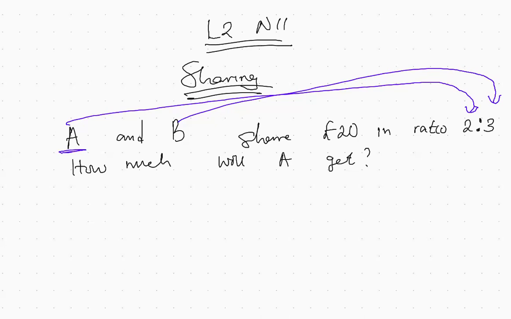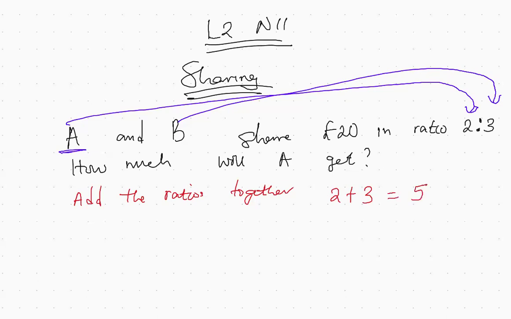So the first thing you have to do is this. You add the ratios together. That means that you do 2 plus 3, so that gives you 5. That's the first step you do.